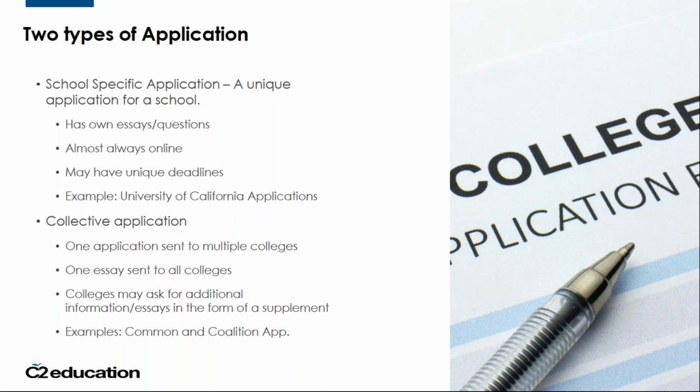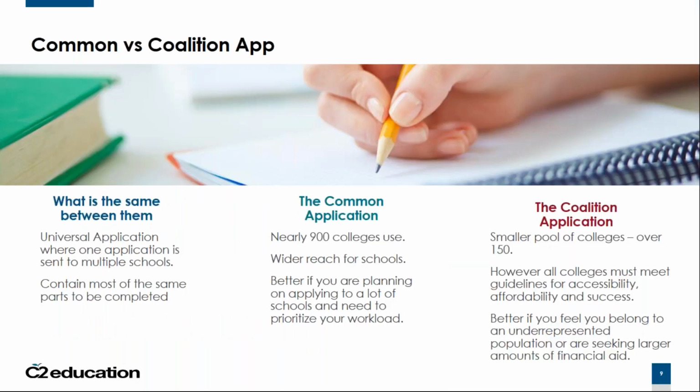The two biggest examples are the Common and the Coalition app. These are the two major forms of collective application that colleges have signed up for. What is the same? They are both universal. One application is sent to multiple schools, and most of the actual major form of the application is the same, right? The same parts need to be completed on both applications.